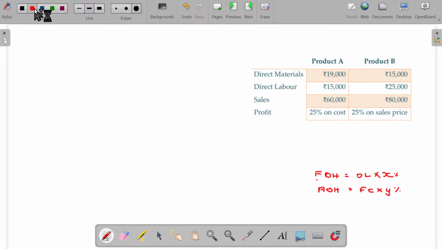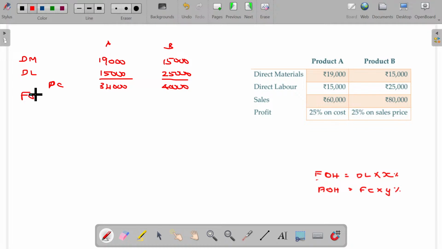Yes. Direct material 19,000 for A, 15,000 for B. Direct labor 15,000 for A, 25,000 for B. If you add up these two, you'll get the prime cost: 34,000 and 40,000.